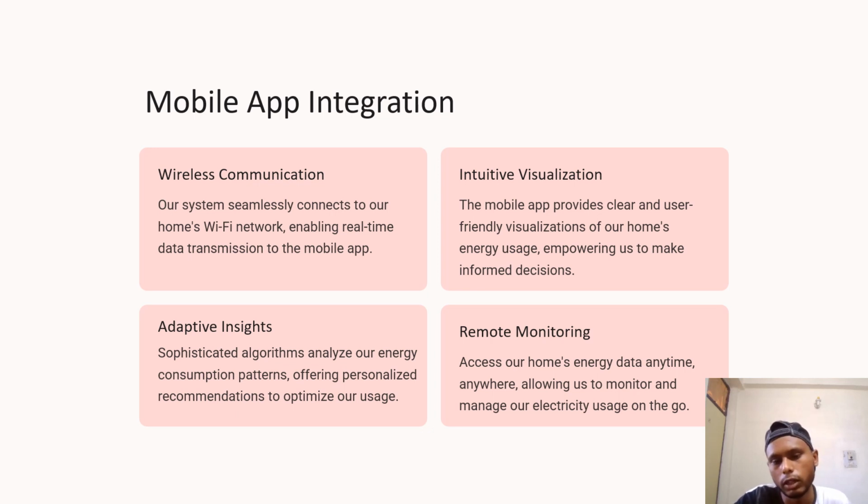It will allow us to monitor and manage our electricity usage on the go. So this is the benefit of our mobile application. Using all this data, we will use our mobile application. Like if we are traveling somewhere and I have forgotten to turn off the light, or the fan or some critical appliance, I can check this through the mobile application. So it will be very useful for that.